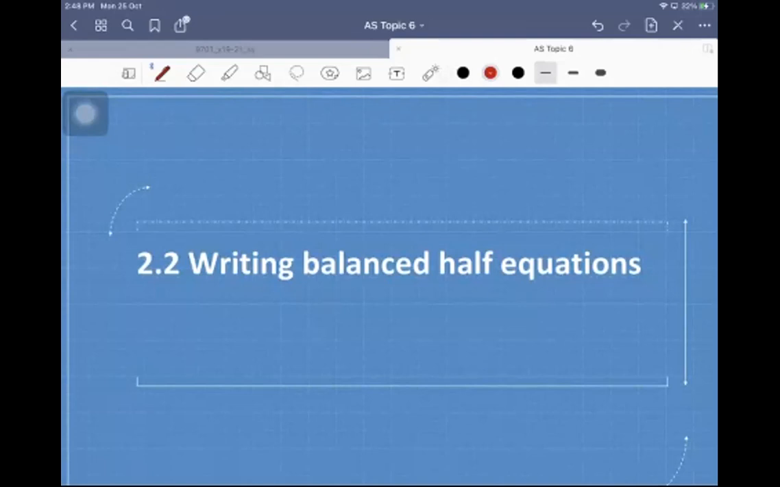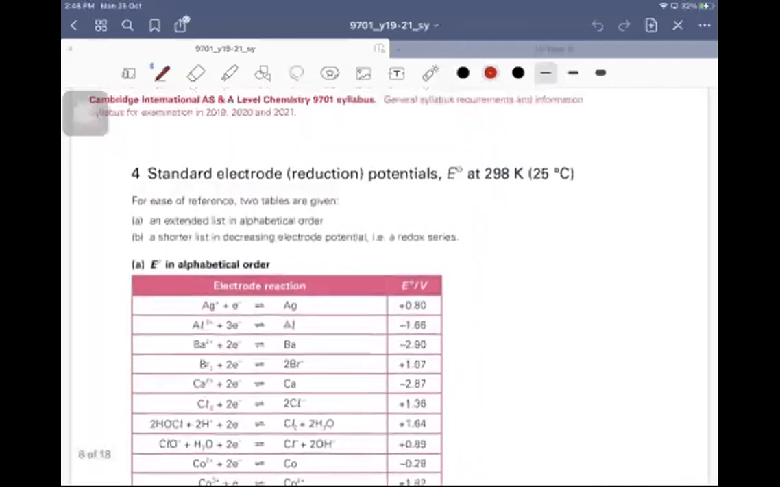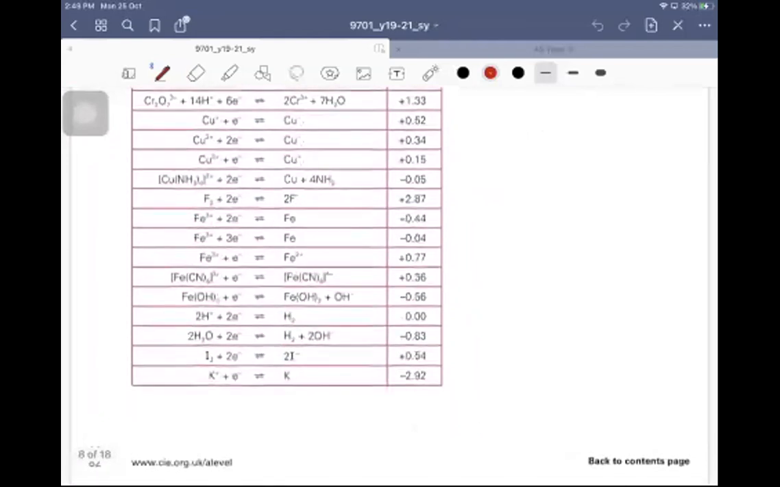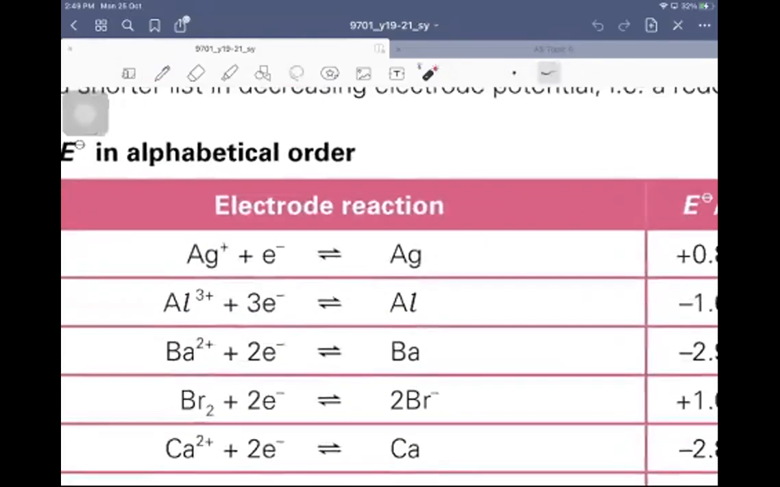In the previous years, half equations are actually given to you in your data booklet on page 82. So these are a list of half equations that you do not have to memorize. They're all given and it is all written as reduction. It's a reversible arrow, so it's up to you whether you take the forward reaction, that's your reduction. How do I know that? Because my electrons are on the left. That means I am gaining. Reduction is gain of electrons.